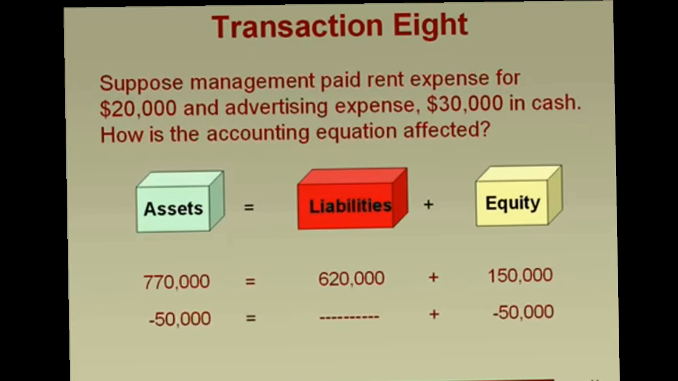Here you go. Liabilities are not affected. So the net result now is assets $720, liabilities $620, equity $100,000. And the accounting equation still holds true. Are you getting more comfortable? Let's try the next one.